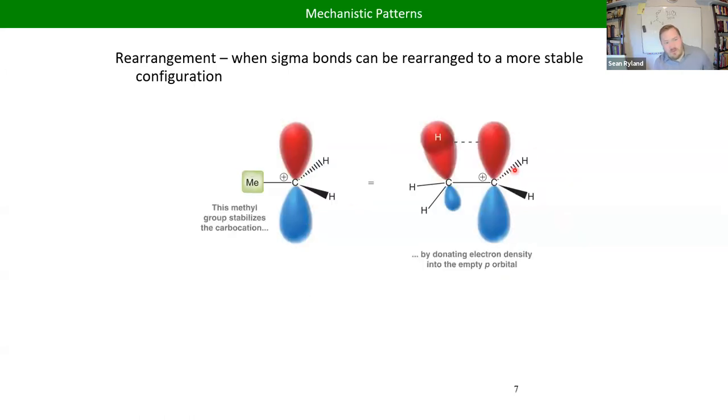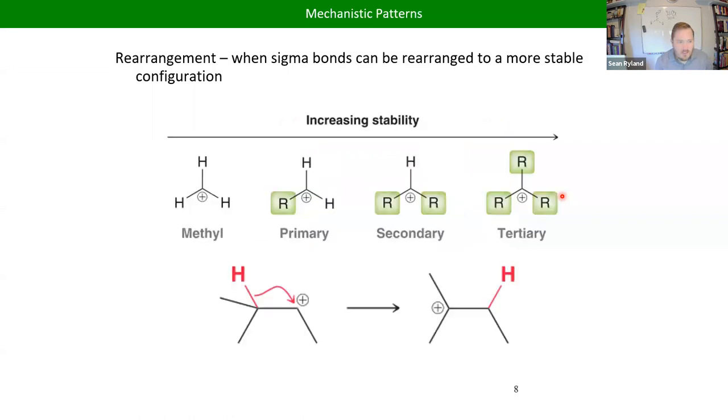Which would basically look like all three of these other carbons would be able to give some electron density and make a really, really weak pi bond with that carbocation. So the more carbons you have around a carbocation, the more stable that carbocation is. And so when we look at that, a methyl carbocation is going to be the least stable carbocation because it doesn't have any carbons around it to stabilize it.